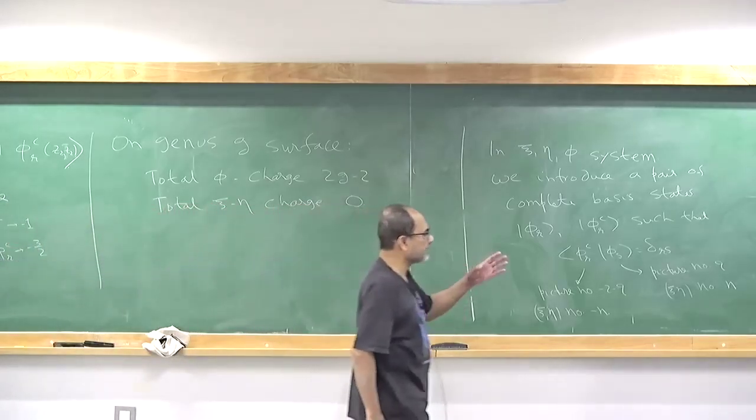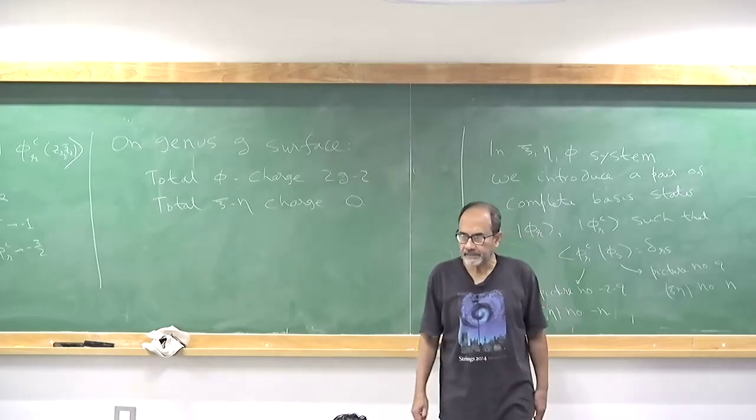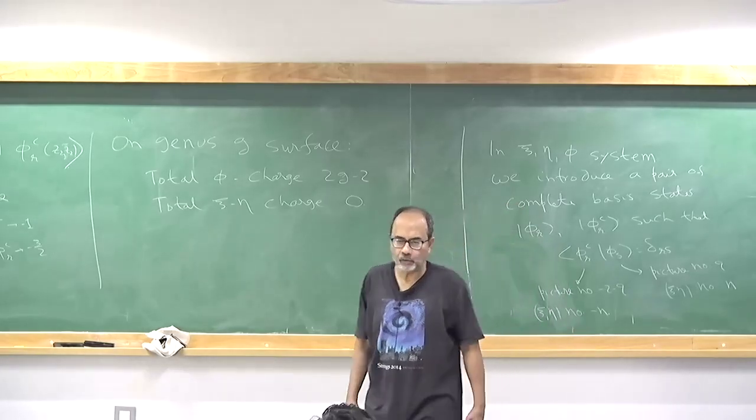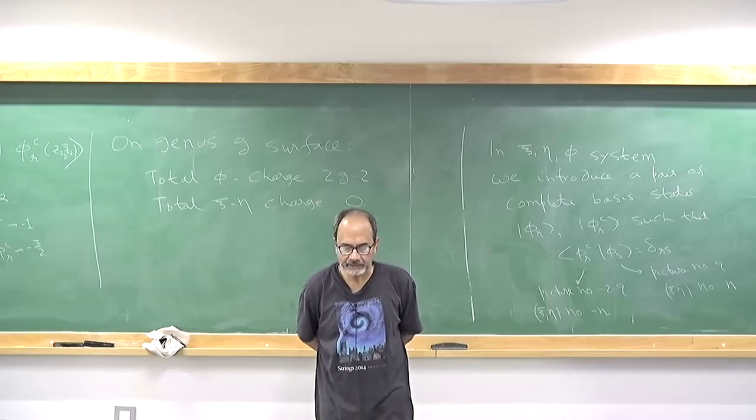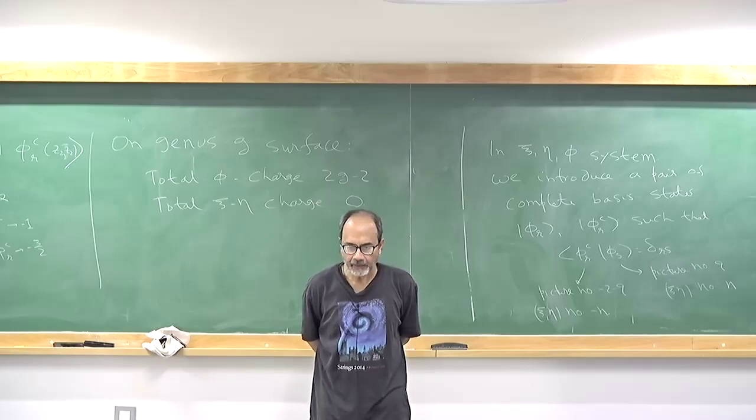If you repeat this analysis with the large Hilbert space, what we'll find is that even on a genus G surface, the total xi eta charge should be 1. That means it doesn't matter what genus surface you are using, you will always need one more xi compared to the etas.